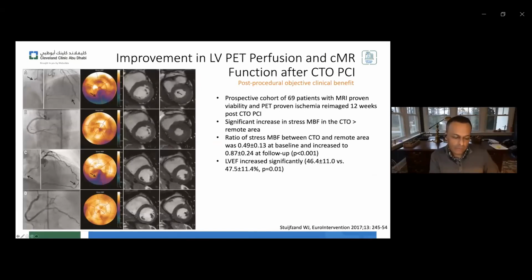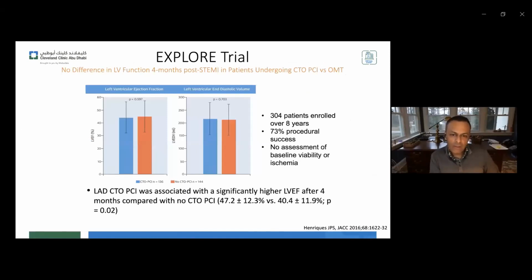What about randomized clinical trial data? So the EXPLORE trial was a small trial done recently looking at patients who presented with STEMI and concomitant CTO and looking at MRI improvement in LV function after CTO PCI versus medical therapy. And in this trial, there was no clinical benefit seen.